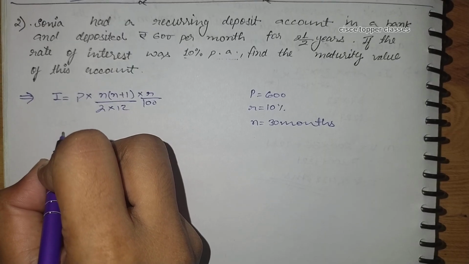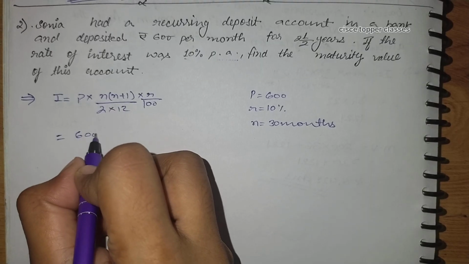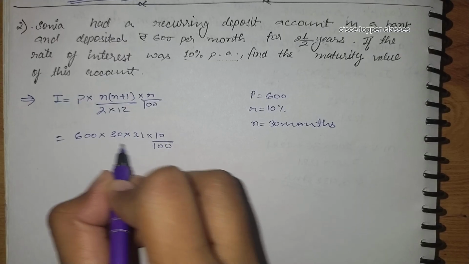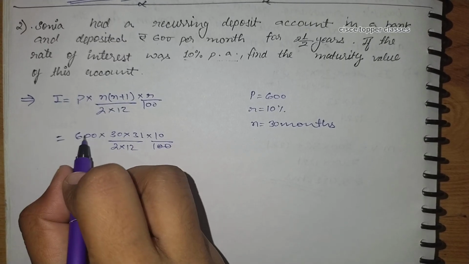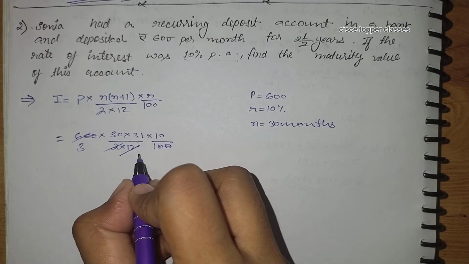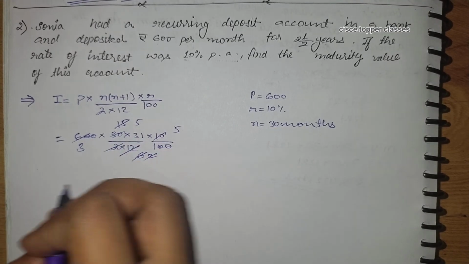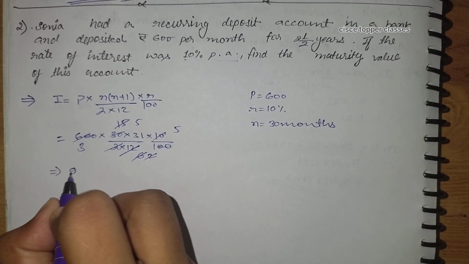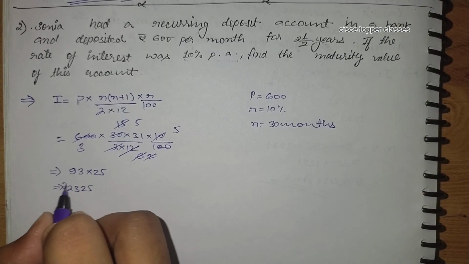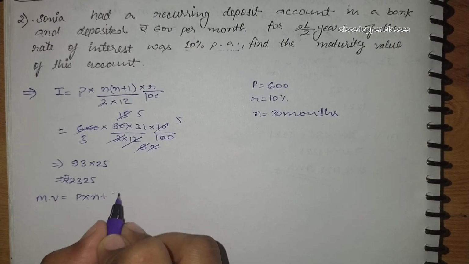So on writing here, this is 600 into 30 into 31 into 10 divided by 100 divided by 2 into 12. Zero will be cancelled out. This will be cancelled out by 3 and here we will get 6 and 15. This will be 2 and 5. On cancelling, this will be 5. So here we will get 93 into 25. So 2,325 rupees is the interest here. If we write the matured value, this is principal into number of months plus interest.